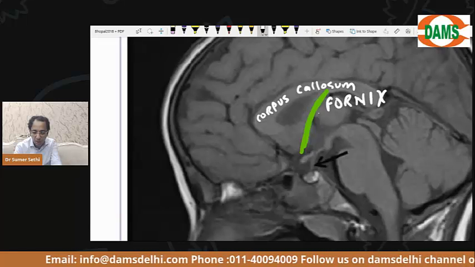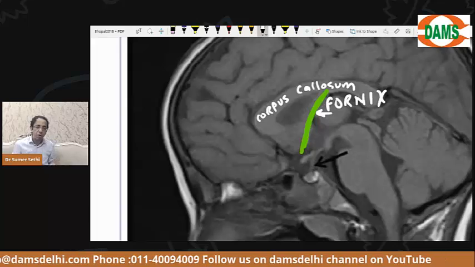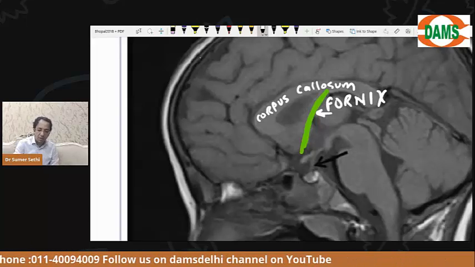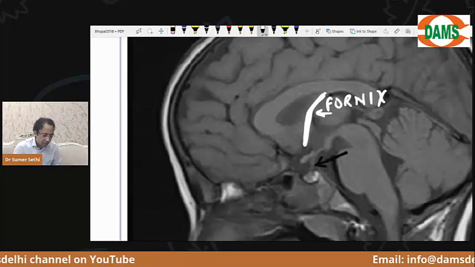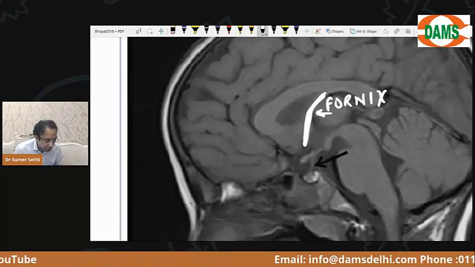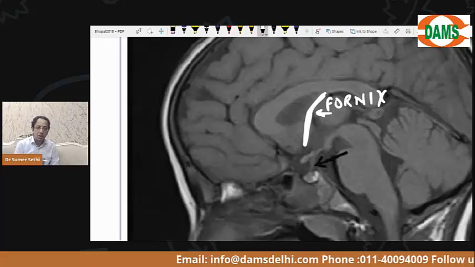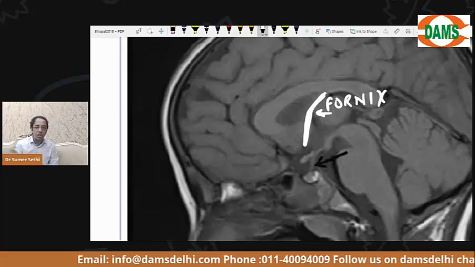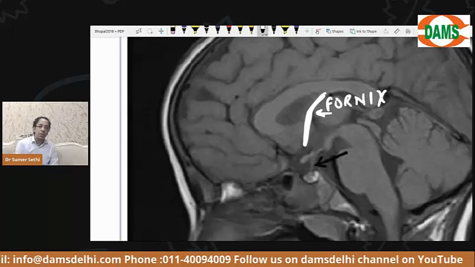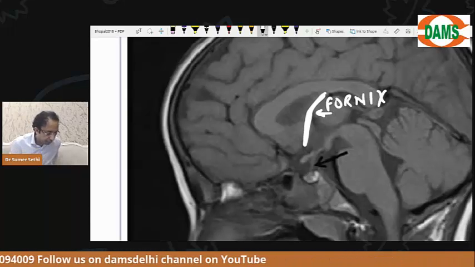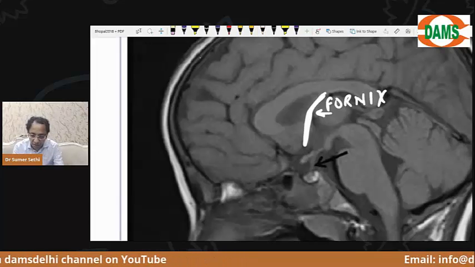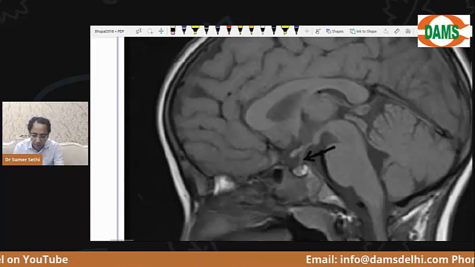And fornix is one structure that AIIMS people are very, very fond of. Sometimes they will ask you in the image to identify the structure marked. The structure is the fornix on the sagittal section. Sometimes they will ask you what is fornix. It's a white matter bundle. What kind of fibers are there? It has both commissural as well as projection fibers inside. This is fornix for you. This is how you identify fornix on a sagittal image.